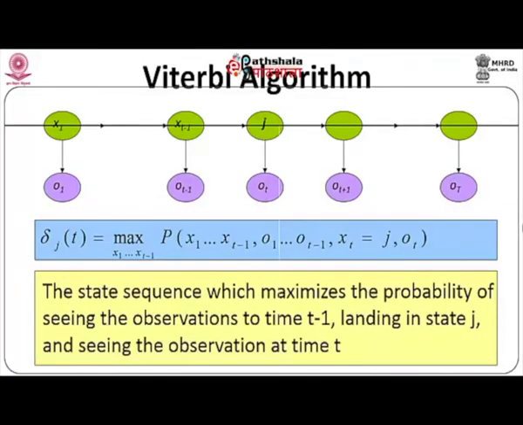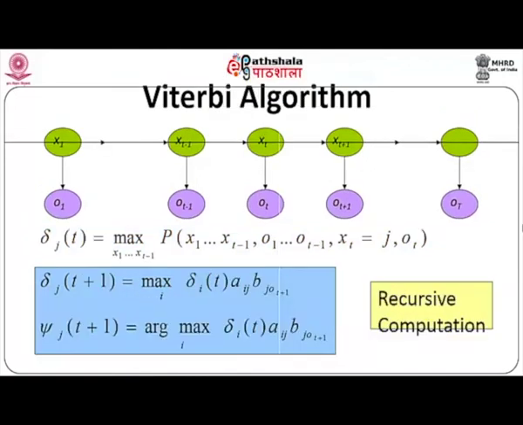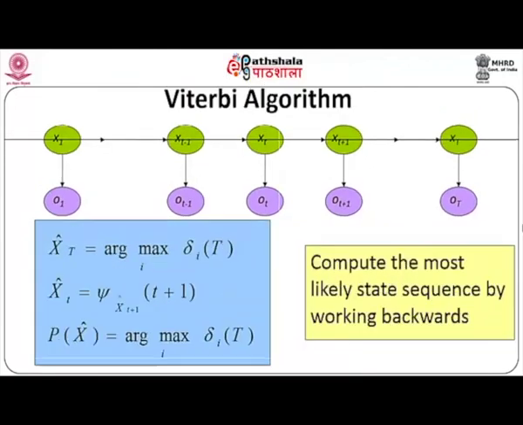And so, this is the maximum. Delta j of t is equal to the maximum over x1 to xt minus 1, that is, observations 1 to t minus 1, with xt equal to j. The state sequence maximizes the probability of seeing the observations up to t minus 1, landing at state j, and seeing the observation at time t. That is the maximum, which we have already spoken about.